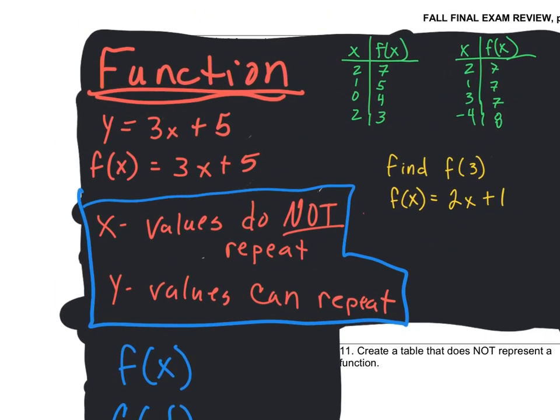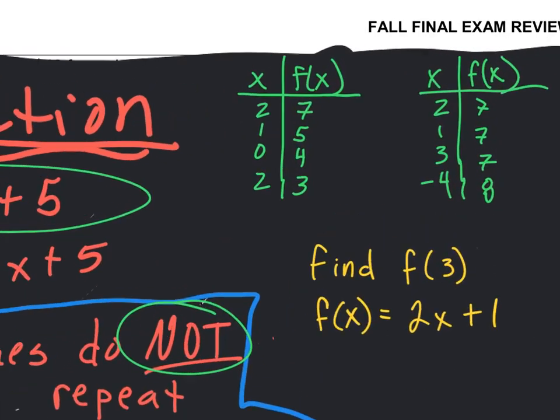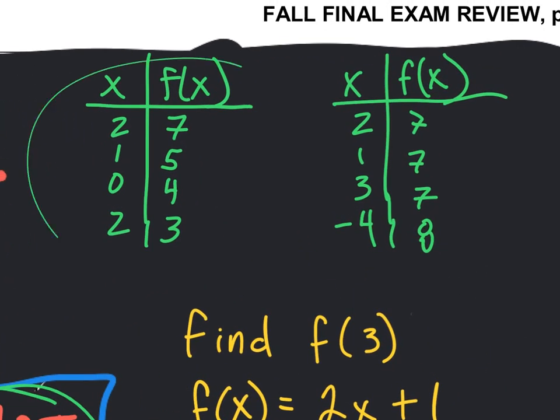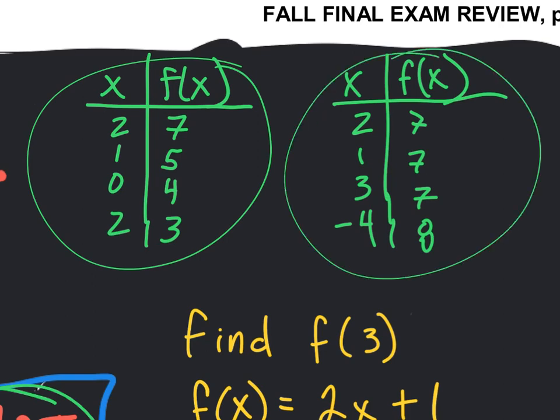Remember that we have an equation. We know it's an equation because it has an equal sign. But when I want to make it a function, then I'm going to change the notation. So it says f of x. When it's a function, we know that x values do not repeat. Y values can repeat. So if you take a look at these two tables right here, if you're looking at this one and this one, which one is not a function?